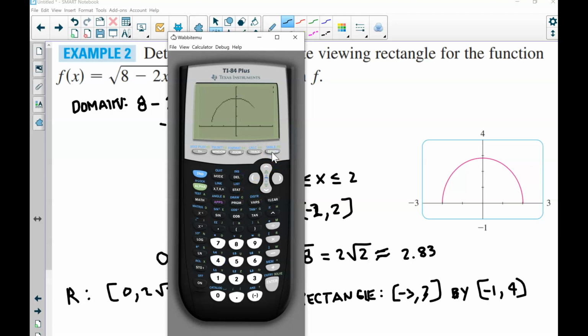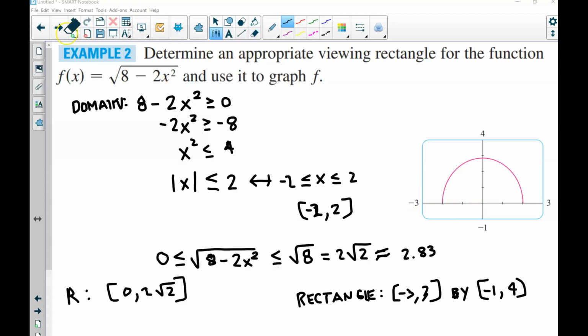Now when I graph, you should see what this graph looks like. So again, sometimes you might have to find the domain in order to be able to clearly see what that graph is going to look like. All right, let's go to example 3.